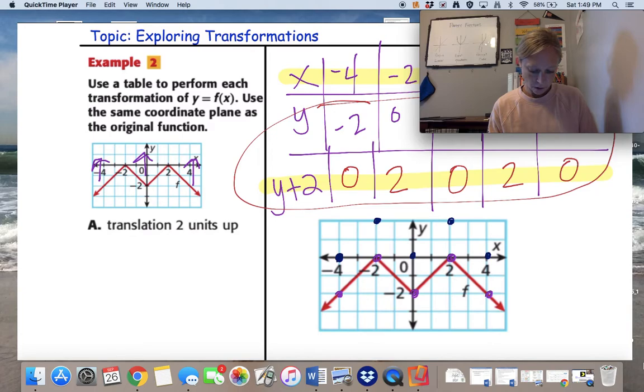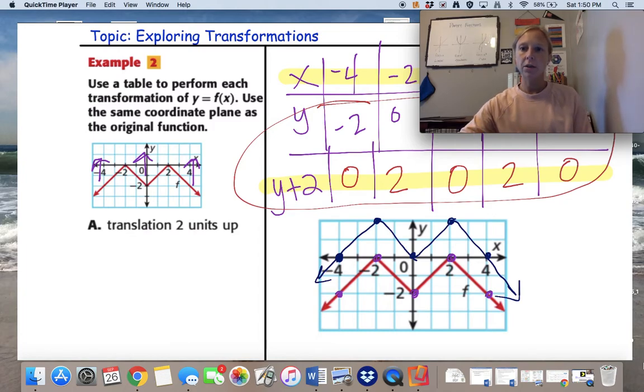Now I can draw in my shape. I should maintain the same shape. And sure enough, it matches the same as the other one. It's just being shifted up 2.